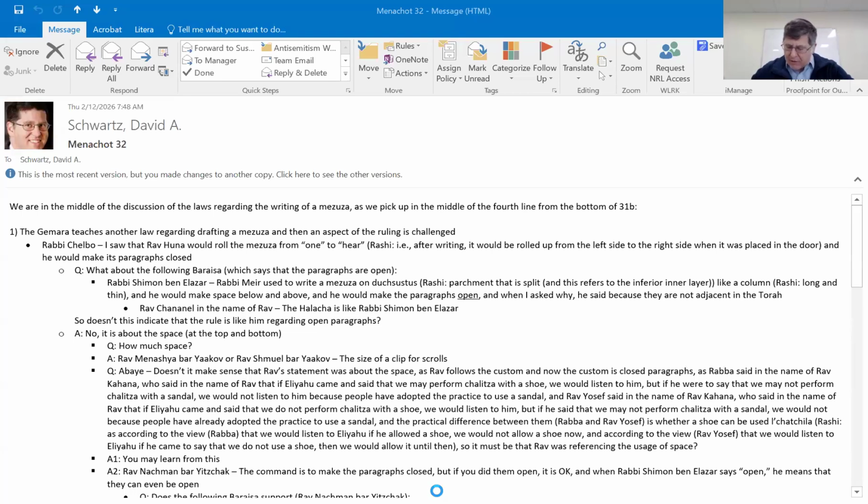V'amar Rav Chananel Amar Rav halacha k'Rabbi Shimon ben Elazar, and the halacha is like what Rabbi Shimon ben Elazar reported that Rabbi Meir did. So my lav apasuchos, isn't this telling us that the halacha is like him with respect to the fact that you would do open paragraphs, contrary to what Rabbi Chelbo said in the fact that he said that we do closed paragraphs? So isn't that what we're talking about here? And so doesn't that contradict what Rabbi Chelbo said?